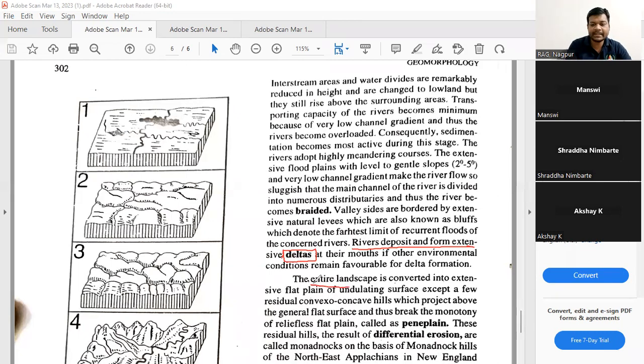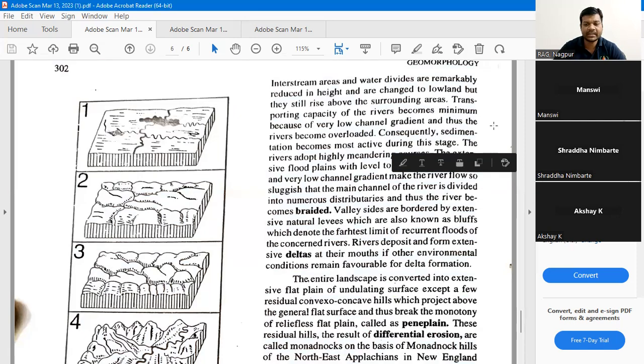So the entire landscape is converted into an extensive flat plain of undulating surface, except a few residual convexo-concave hills which project above the general flat surface and thus break the monotony of the reliefless flat plain, which is actually called a peneplain. The process of formation of the peneplain is peneplanation. So this is all about the cycle of erosion, or the normal cycle of erosion.